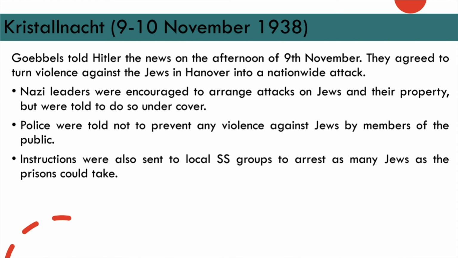Nazi leaders were encouraged to arrange attacks on Jews and their property, but were told to do so undercover. Police were told not to prevent any violence against Jews by members of the public. Instructions were also sent to local SS groups to arrest as many Jews as the prisons could take.